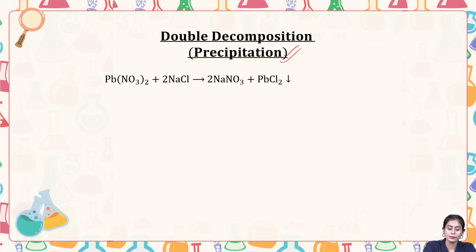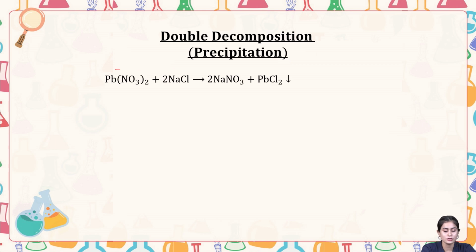Two ions are getting displaced. How do we consider this? Lead is a metal, positive; this is a negative radical. Sodium is a metal, chloride is a non-metal. This positive will go with the negative of this, and this positive will go with the negative of this. So the ions are getting displaced, so it is a double displacement reaction. Review the reaction.